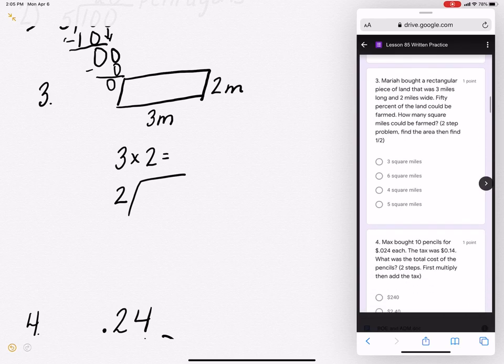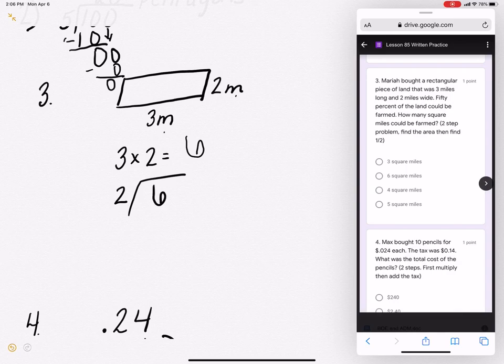Number 3. Mariah bought a rectangular piece of land that was 3 miles long and 2 miles wide. 50% of the land could be farmed. How many square miles could be farmed? This is a 2-step problem. We're going to find the area and then divide it in half. Remember, area is length times width. So we have 3 times 2, which is equal to 6.